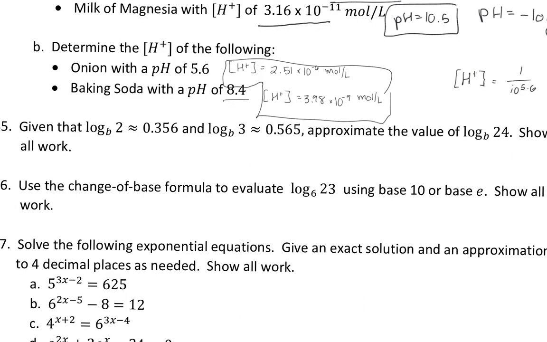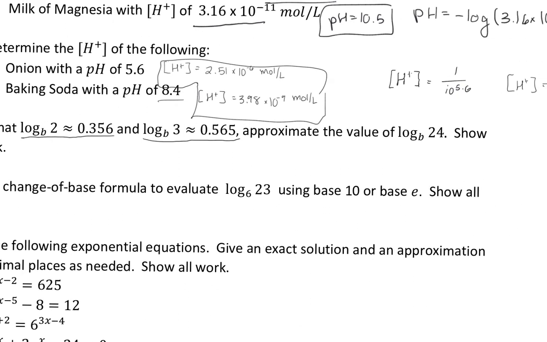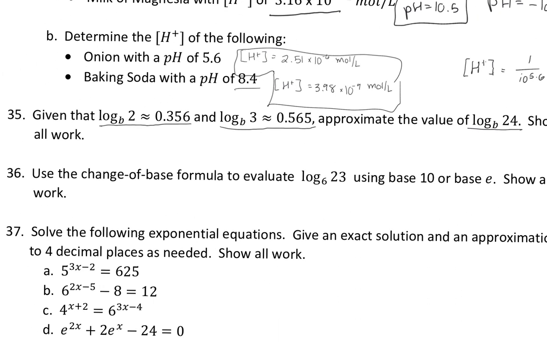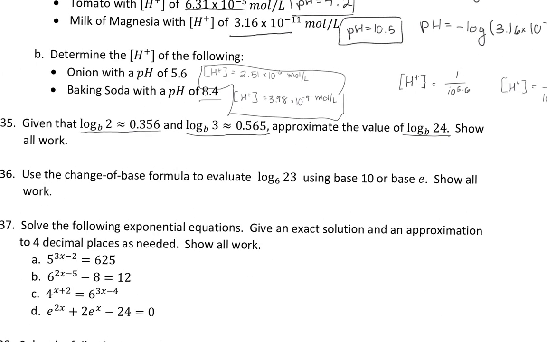Moving on to the next one, we're given that log base b of 2 is about 0.356, and log base 3 of b is about 0.565. So using that, we want to approximate the value of log base b of 24, show all work. For this one, we could solve for b using this, but since we're given 2 and 3 here, what I'm going to do is take this 24 and break it down into factors.